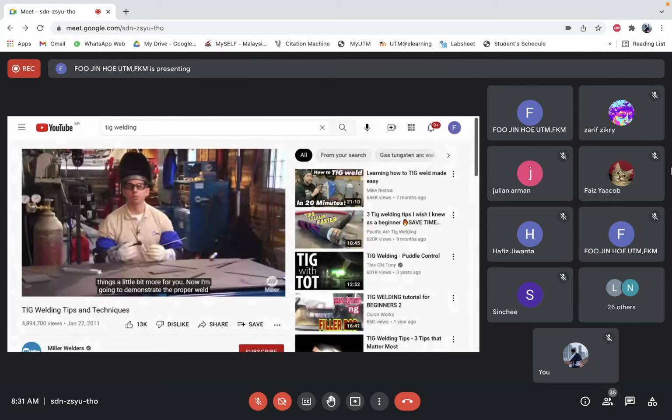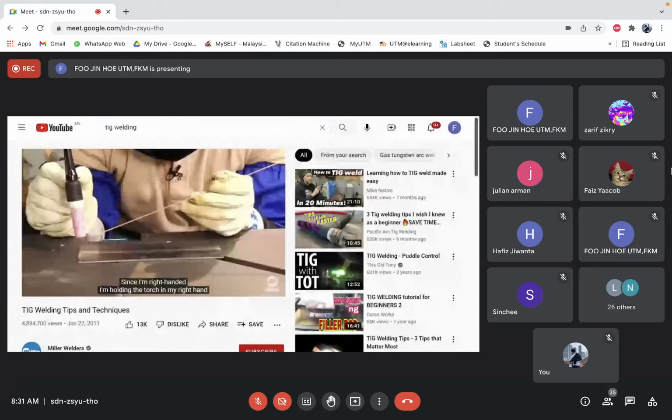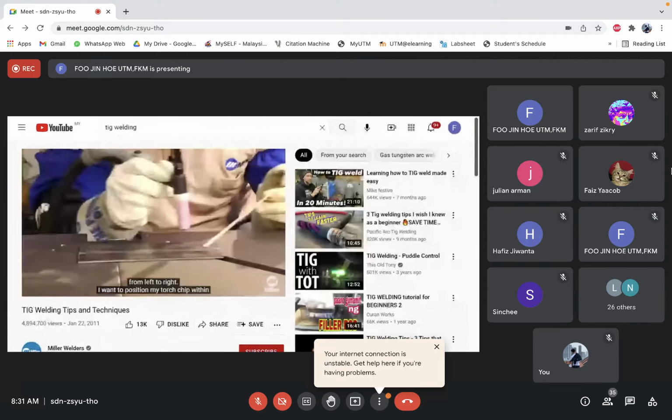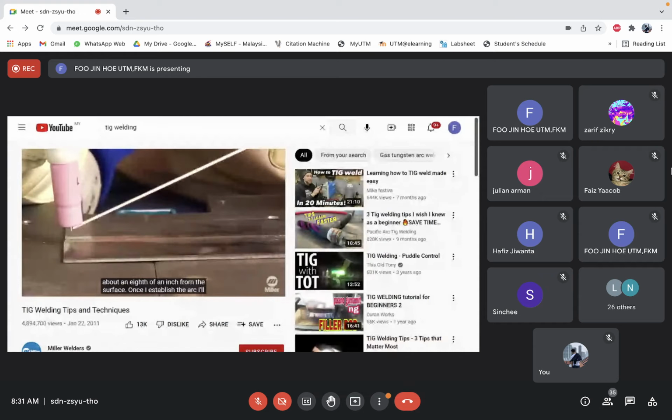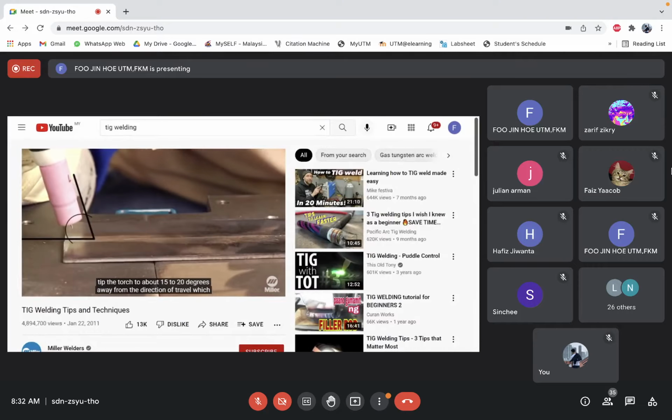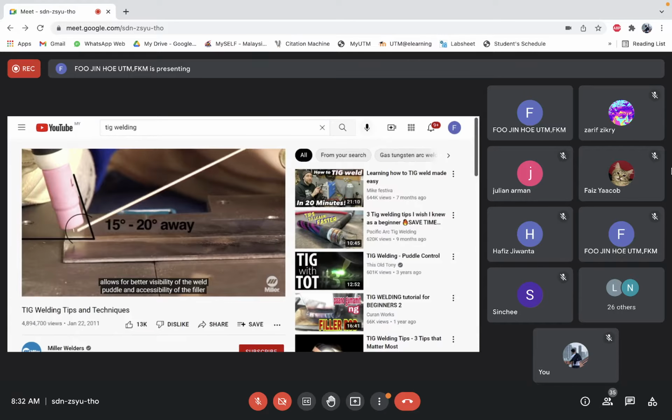Now I'm going to demonstrate the proper weld technique without initiating the arc. I'm right-handed, so I'm holding the torch in my right hand, and I'll work from right to left. I want to position my torch within about 1/8 of an inch from the surface. Once I establish the arc, I'll tip the torch to about 15 to 20 degrees away from the direction of travel, which allows for better visibility of the weld puddle and accessibility of the filler material.